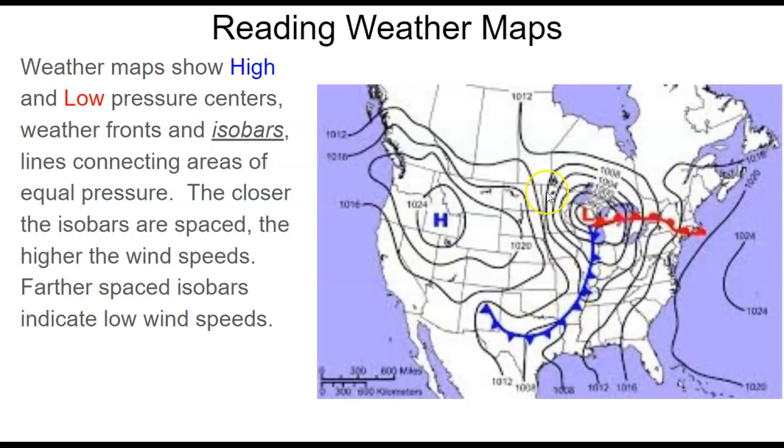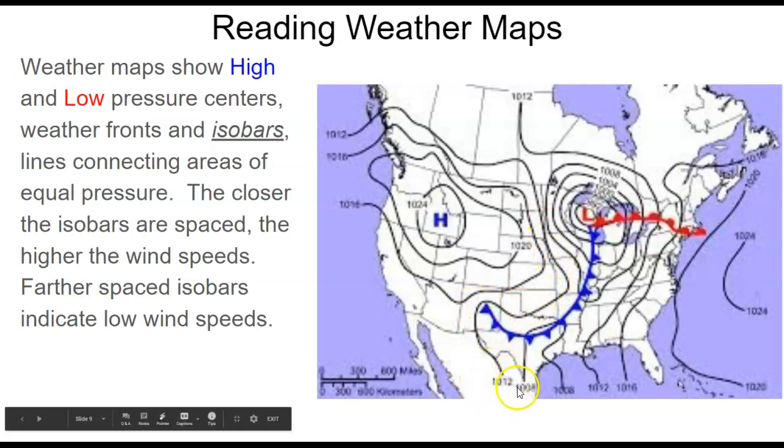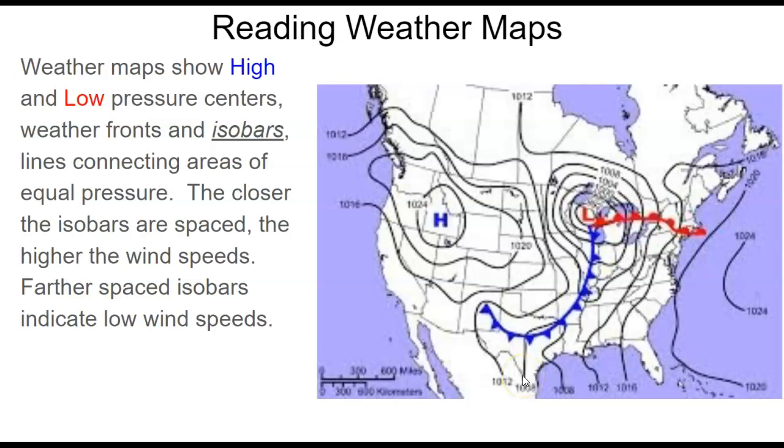Isobars represent air pressure. Everywhere on this line, it's equal pressure. It's kind of like the contour lines of a topographic map. Anywhere on the contour line, it's the same elevation. Well, anywhere on the isobar, it's at the same millibars of air pressure. Again, similar to the contour lines, you see how close together these lines are spaced over here near the area of low pressure. That's indicating high wind speeds. But over here, where the lines become more spread out, that indicates a more gentle wind or low wind speeds.